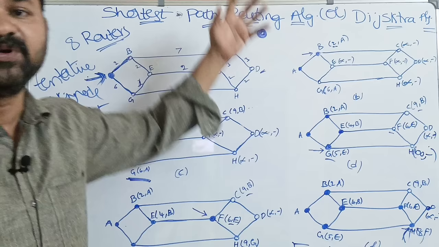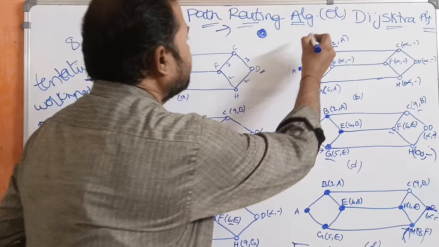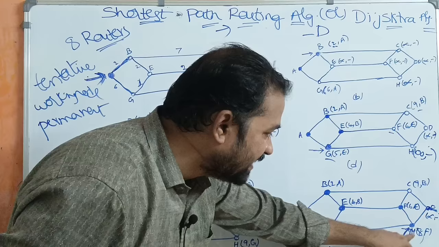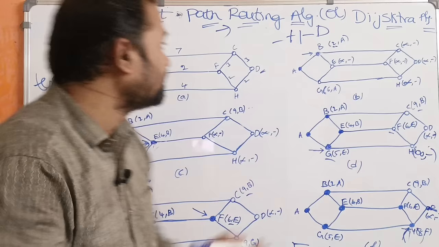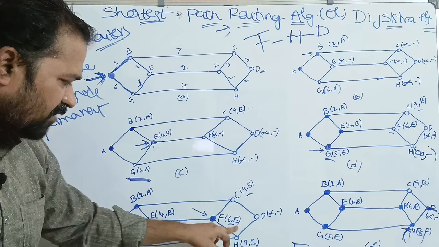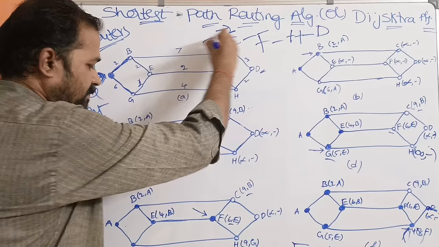Yeah, it is not visible. Let us write a little bit upper side. So here, what is the destination node? D is the destination router. So we are traversing to D from H. Let us find out the shortest path. Next, we are traversing to H from which node? H, 8 comma F. So F. We are traversing to F from which currently working node? E.